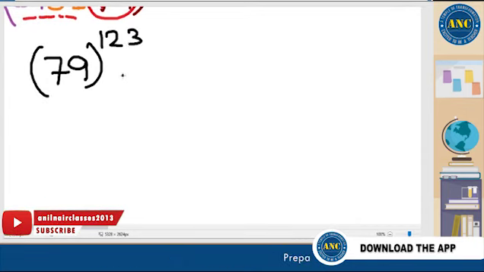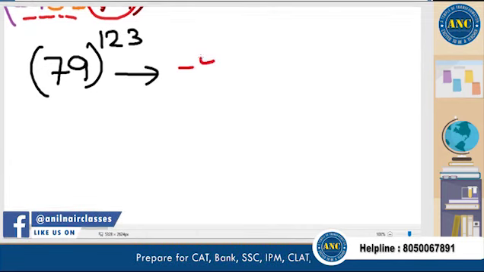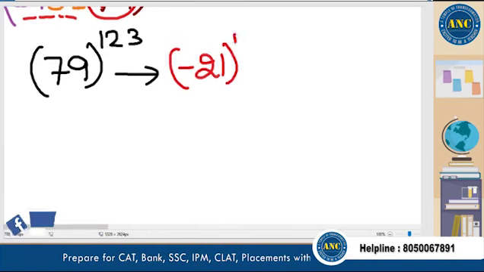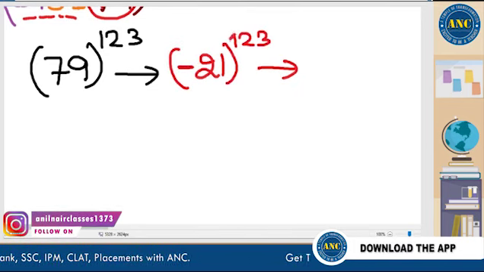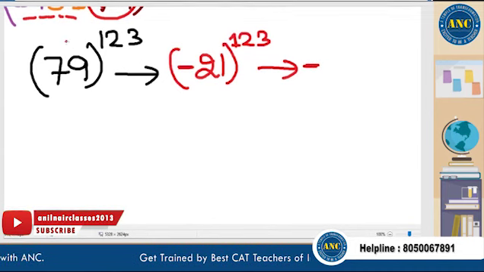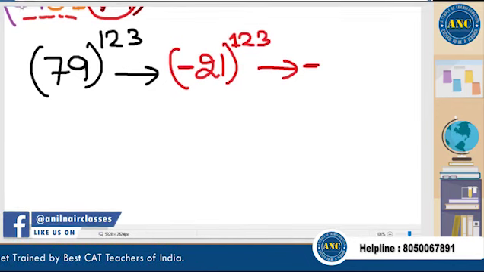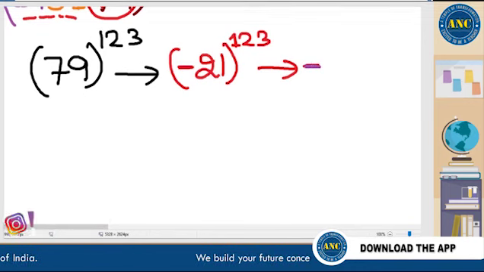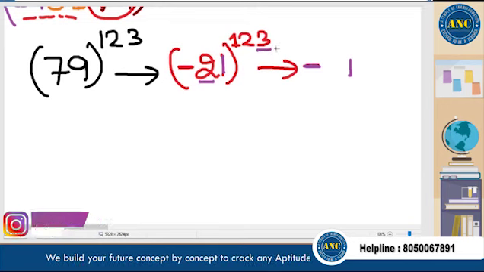Listen carefully, sir. Same logic I will implement. 79 negative remainder is minus 21. Minus 21 to the power of 123. Negative number to the power of odd power is negative. Keep that negative outside. This is the only difference between the previous type and this type, the type being odd power and even power. Negative number to the power of odd number is negative. Write down negative outside. 1 power any number is 1. 2 into 3 is 6.